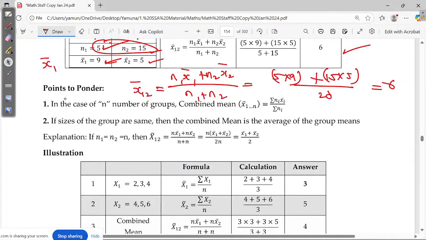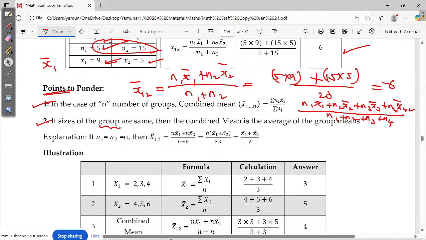What happens here is we have to go for points to ponder. First case: instead of 2 groups, if I have 5 groups, what will you do? You'll just expand this: N1 X1 bar plus N2 X2 bar plus N3 X3 bar plus N4 X4 bar. If 10 groups, up to N10 X10 bar, the whole divided by the total of all, N1 plus N2 plus N3 plus N4, total of all the items. That's point number 1.